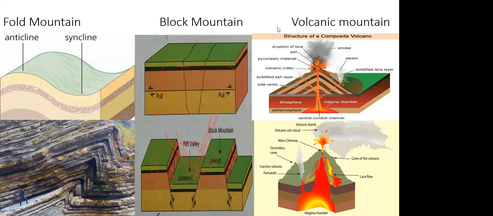And then volcanic mountains. Let us talk about volcanic mountains. Volcanoes, we all know what a volcano is. When a volcanic eruption happens, it is a disaster. Sometimes it affects human lives and damages property. So there are some important names of these volcanic features. You have to remember that.